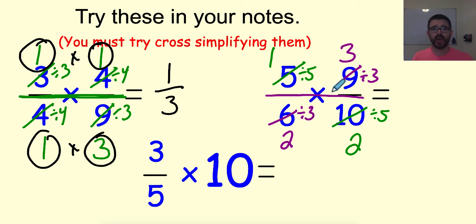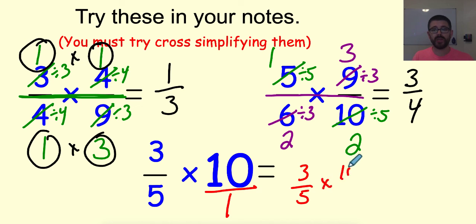Now I go ahead and multiply. 1 times 3 is 3. 2 times 2 is 4. All right, and then the bottom one. Hopefully you remembered our lesson from earlier this week. When you have a whole number, you can write it over 1. So I have 3/5 times 10 over 1. Now I look to cross simplify.